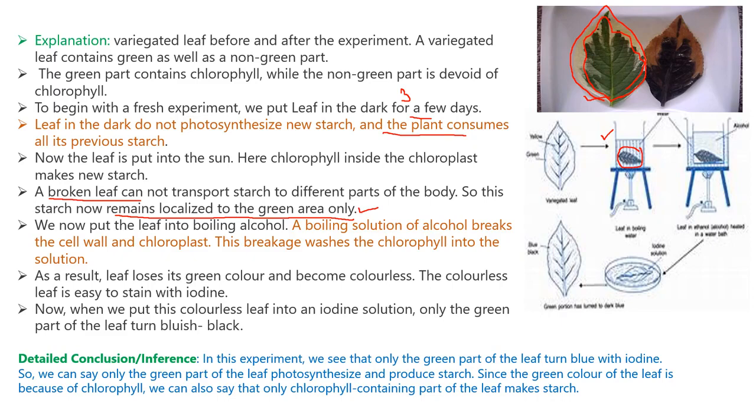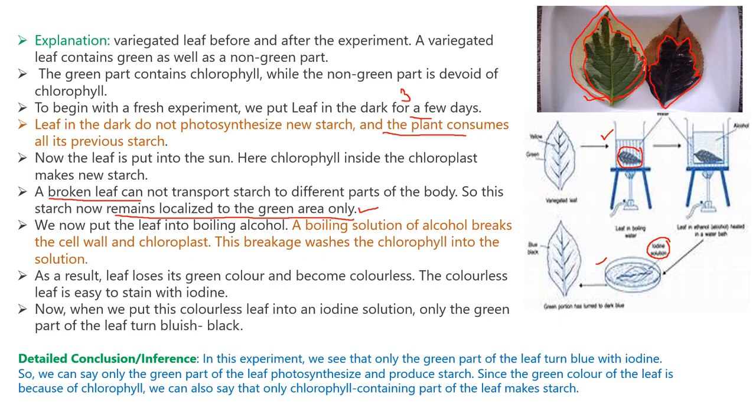Then what we have to do, we have to take the leaf and we have to put it in a petri dish. On that leaf we are going to put some iodine solution. As soon as you put iodine solution, what you will find is that the part which was initially green in color is showing a change over here. There is a change in the color.